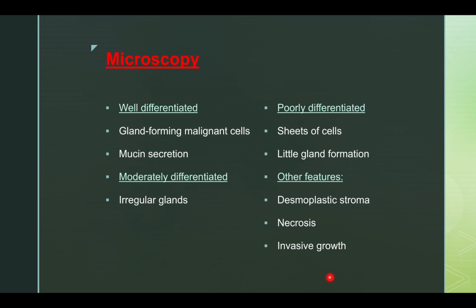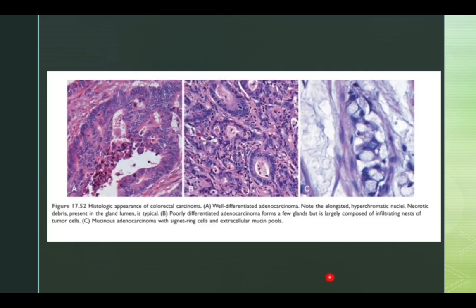Microscopy. It is distinguished into well differentiated, moderately differentiated, and poorly differentiated. In the well differentiated forms, the gland forming malignant cells are seen, and there is mucin secretion. In the moderately differentiated, there are irregular glands, whereas in the poorly differentiated carcinoma, you can see sheets of cells, little gland formation. Other features are desmoplastic stroma, necrosis, and invasive growth.